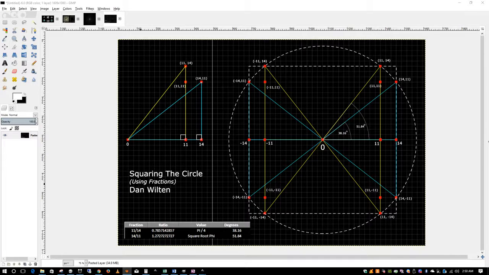If you look at these two triangles here, they're right triangles. This grid I've set up to show you this. So this is 11, this is 14, and these are the two angles that I've shown you so far. These two angles I'm always showing you with a sphere right there. So we have one where we have 11 over 14, and then we have 14 over 11. If we take the ratio and take the arctangent of that, we get 38.16 and 51.84, which come out to pi over 4 and the square root of 5, which are basically reciprocals of each other.